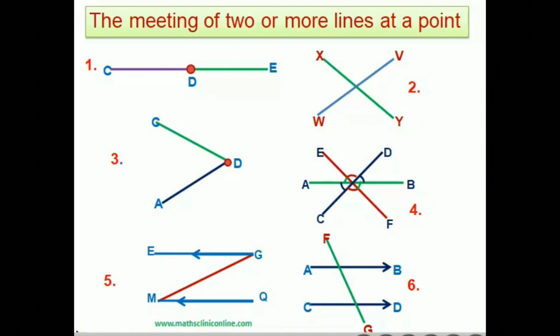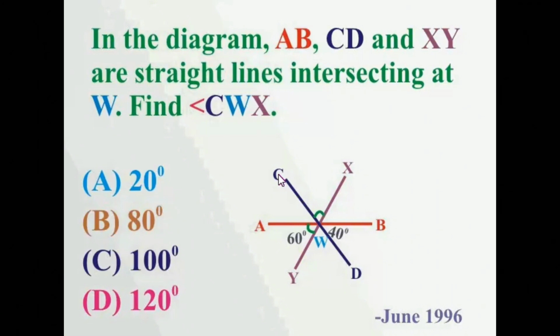Now you look at number 4. We have 3 lines intersecting at a point. These 3 lines have created 6 angles. These 3 lines have created how many angles? 6 angles. Let's count them. 1, 2, 3, 4, 5, 6. Beautiful. Now, if you sum all of them up, they must be what? 360 degrees.